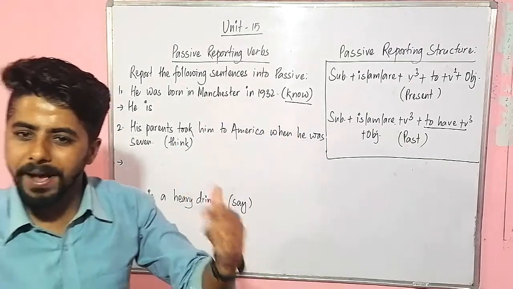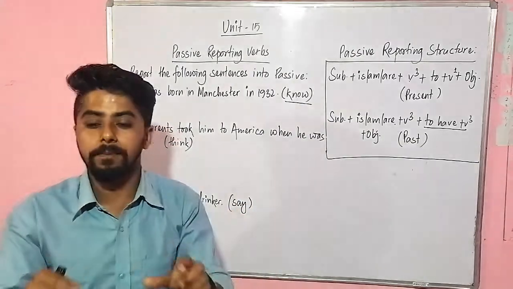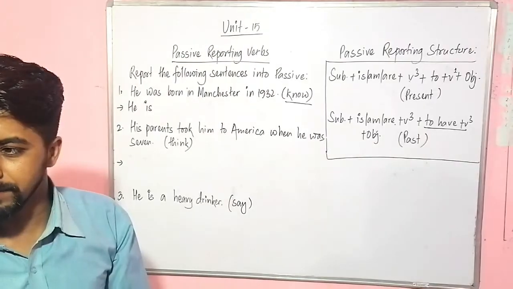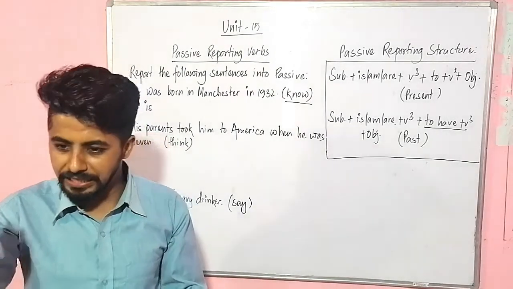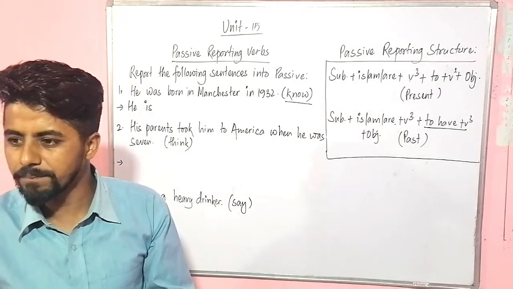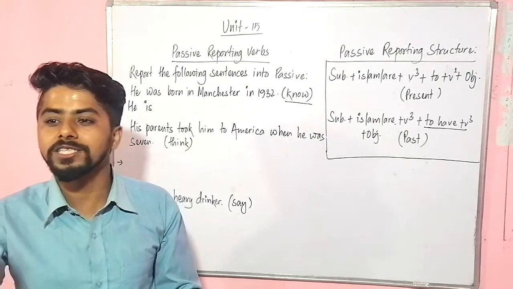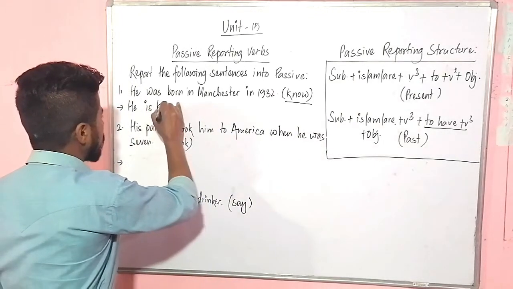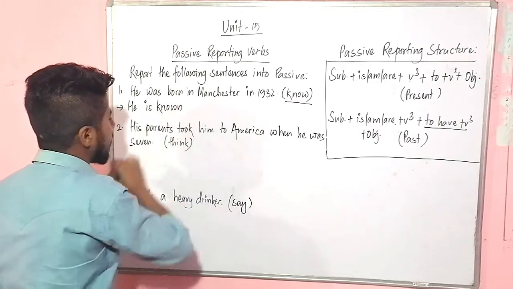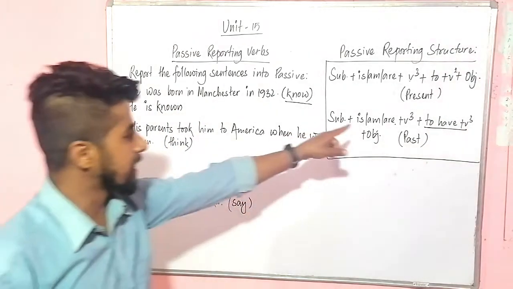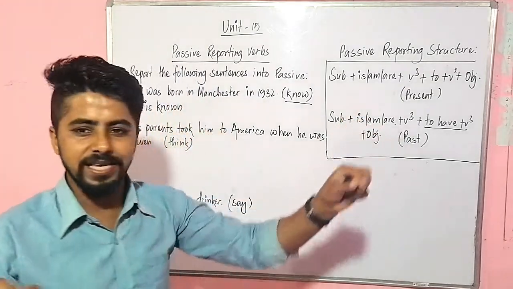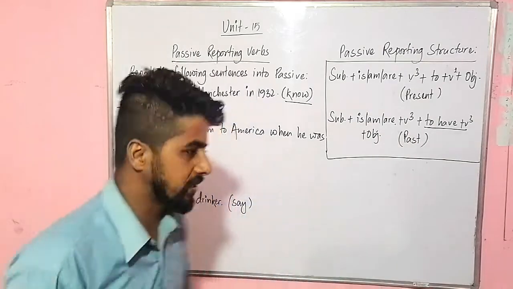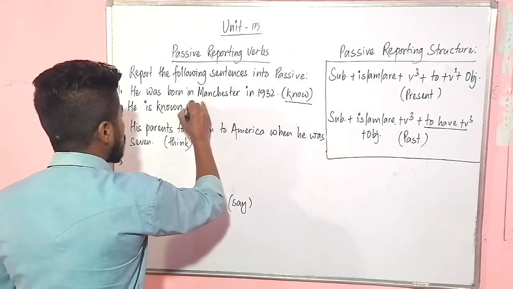So let's use the past participle form, or V3 form, of know. What is the third form of know? Can you tell me? Know is the base form, knew is the second form V2, and known is the past participle form. So here we can use the third form: he is known. K-N-O-W-N, known. Okay, so till here we have completed. Subject plus is, am, are plus V3 is completed. Now after this, to have plus V3 once again. So, is known to have.